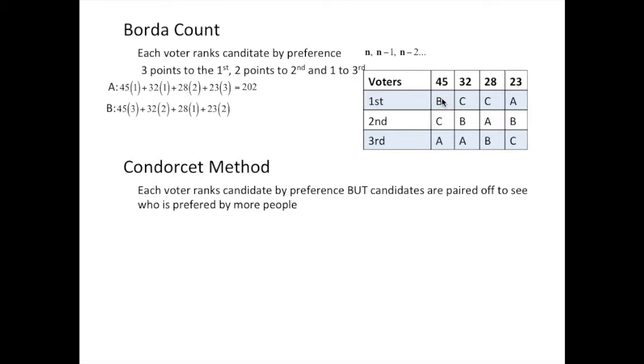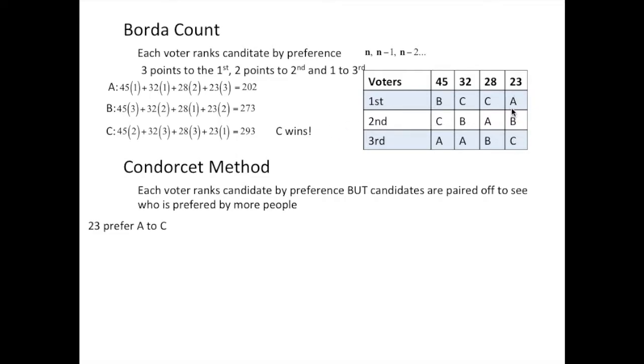B is going to get 45 times first place, 3, and then 32 times second place, 2. Then 28 times third place, 1, plus 23 times second place, 2. 45 times 3 plus 32 times 2 plus 28 times 1 plus 23 times 2 is equal to 273. Then candidate C gets 45 times 2 plus 32 times 3 points because that's first place, and then 28 times 3 points because that's first place, and then 23 times 1 point because they were third choice here. 45 times 2 plus 32 times 3 plus 28 times 3 plus 23 times 1 gives us 293. C gets the most points. C wins.